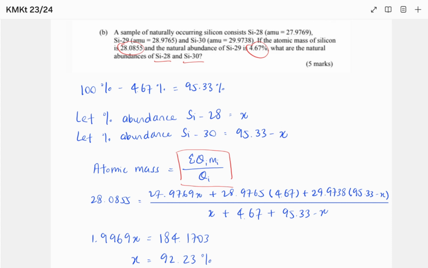So the question has given us the natural abundance of silicon-29. So in order to find the natural abundance of silicon-28 and silicon-30, we can use 100% minus 4.7%, so we will get 95.3%. So we will let the percentage abundance of silicon-28 be x.